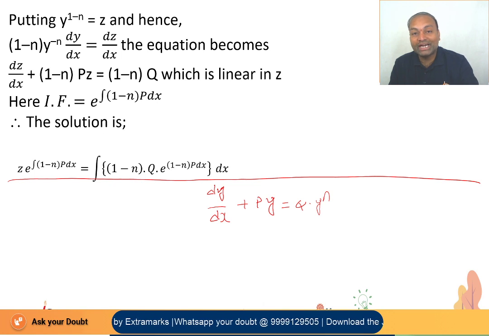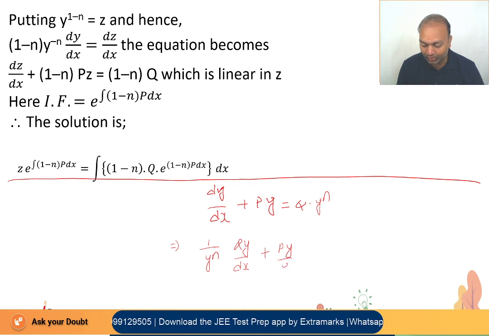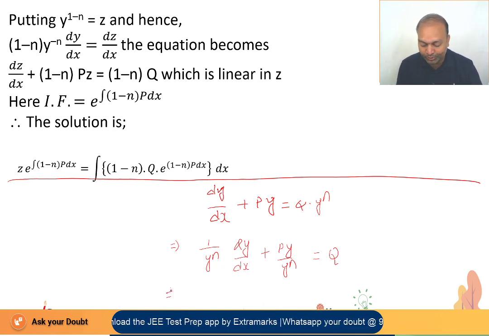Dividing both sides by y power n, the equation will become 1 by y power n dy by dx plus py by y power n is equal to q. Correct or not? Right. Now the simplification, you see.